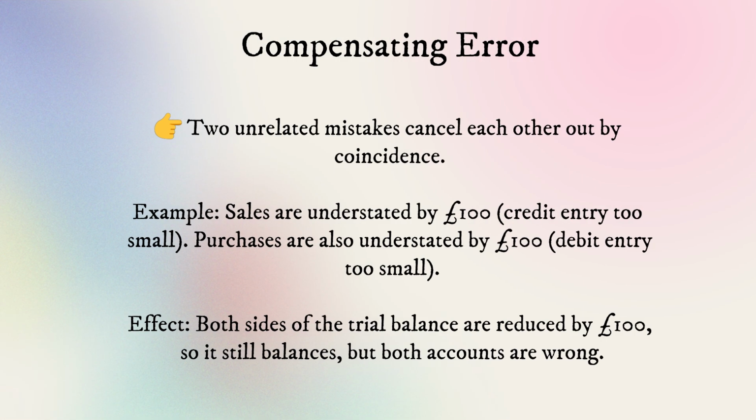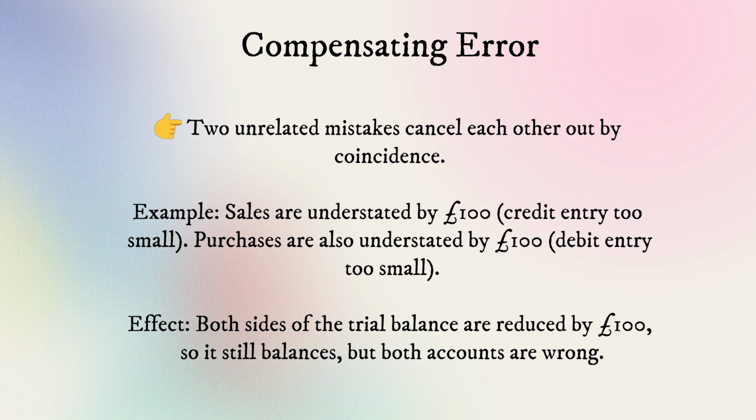Then we've got compensating errors. These are two completely unrelated mistakes that just by coincidence cancel each other out. So an example would be that sales are understated by £100 and purchases are also understated by £100. What I mean by understated, if you've never heard that before, is that sales are below where they should be. Purchases are below where they should be.